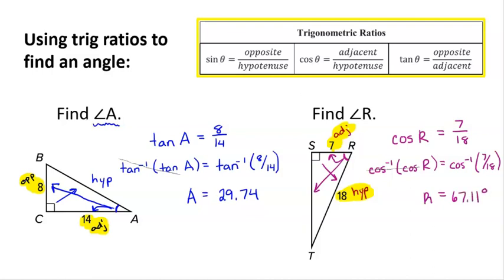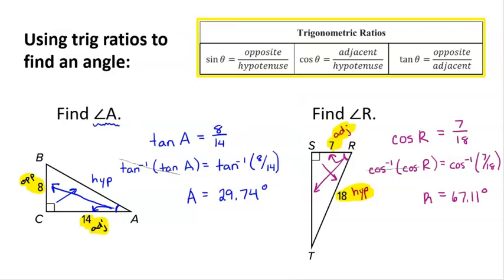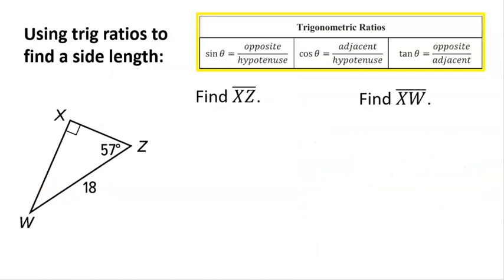And these are in degrees. Also make sure that you haven't bumped any of these settings on your calculator. This should say degrees on your calculator. If it says radians, you need to change it. So make sure that it says degrees on your calculator. So make sure that's set to the correct setting.